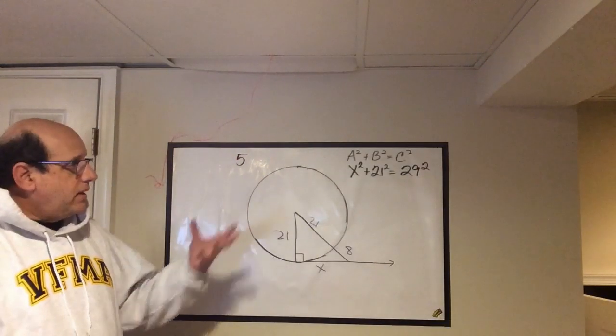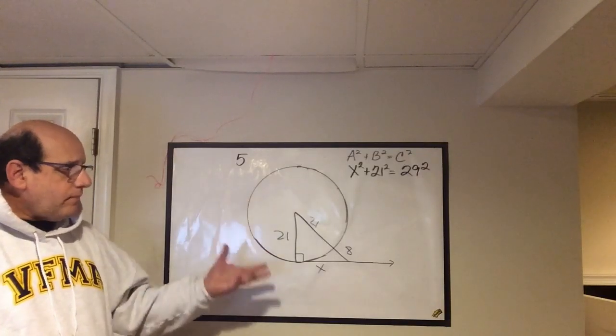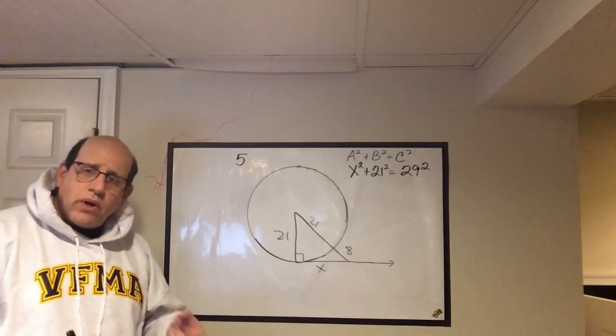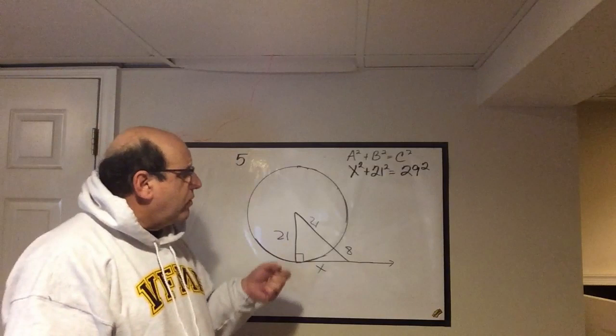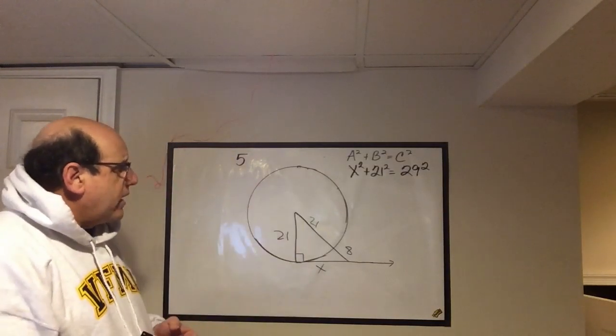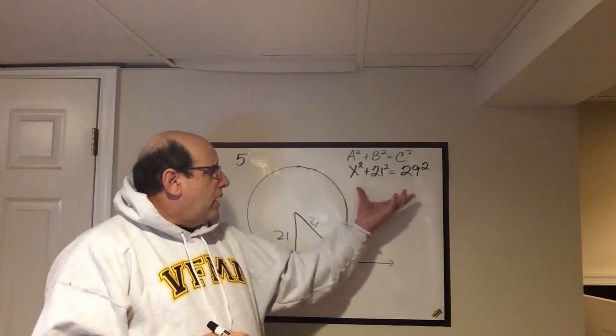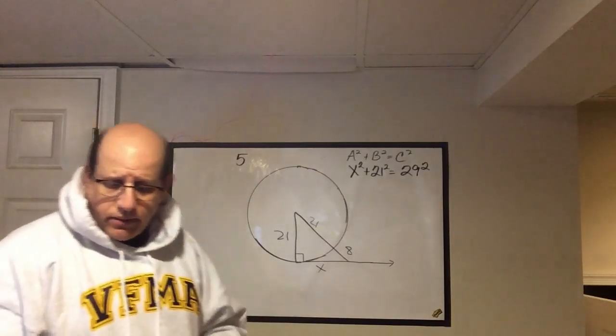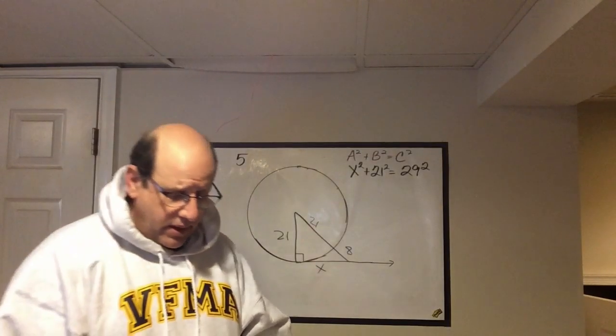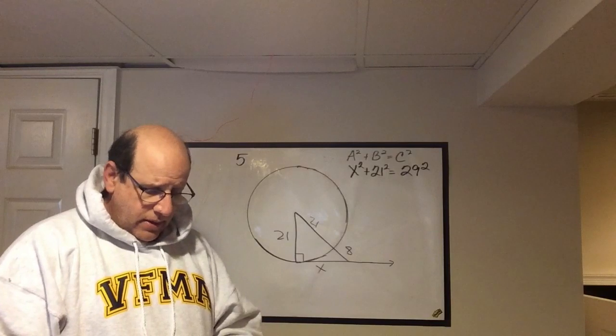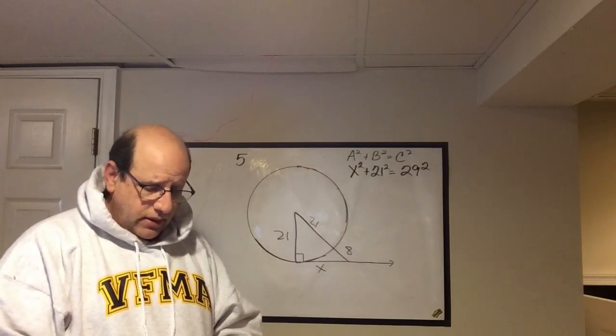So I hope you guys figured that out. That's the big idea of the day, being able to find out which side I'm looking for, and where does it go in the Pythagorean theorem. Now, we have to do some math here. I don't know 21 squared off the top of my head, even though I should. So I'll get to the calculator.